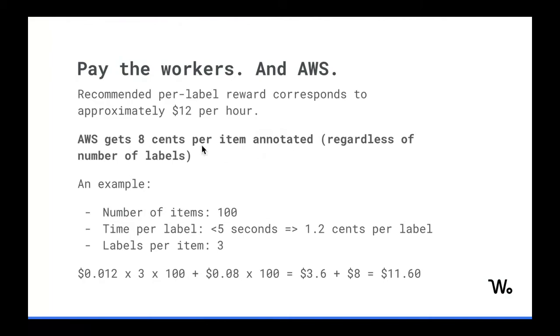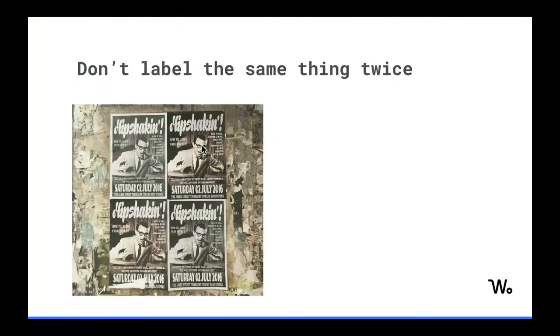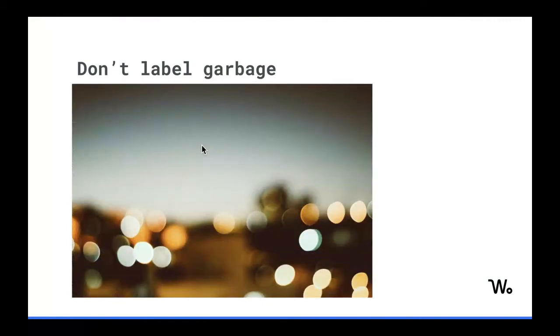And in order to keep this cost down, there are a couple of things you can do. Don't label the same thing twice. This has really got to do with your input data. It might or might not contain duplicates. And don't label garbage. This is kind of difficult to check for programmatically with images, but if you have some security camera or something, you might have images that are practically just black. You don't need to waste workers' time trying to categorize if a completely black image is a dog or a cat.